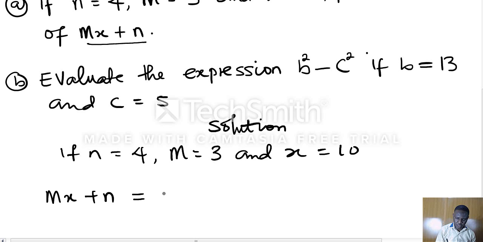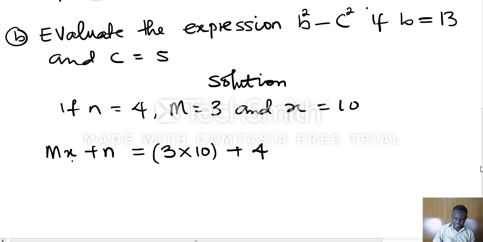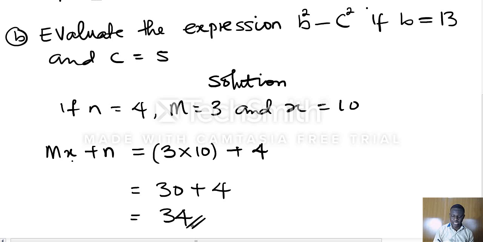This is going to give us 3 times what is x? X is given as 10, plus n, where n is what? 4. I'm going to simplify this as follows. 3 times 10 is said to be 30 plus 4, and our answer is equal to 34. So when you substitute values for n, m, and x, you have your answer given as 34.